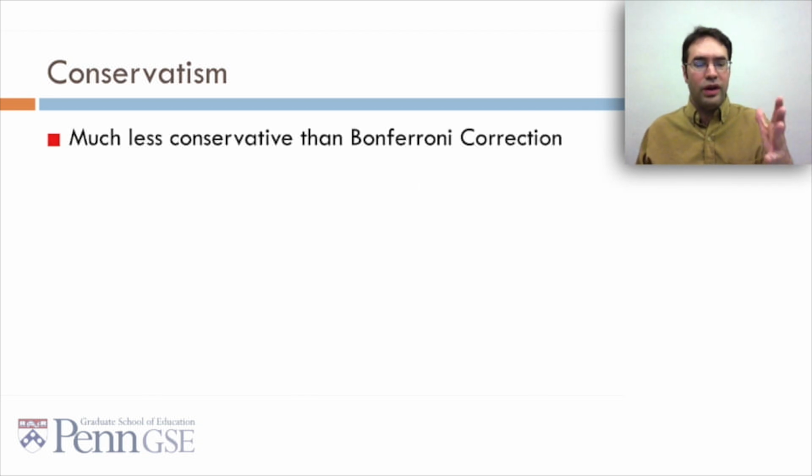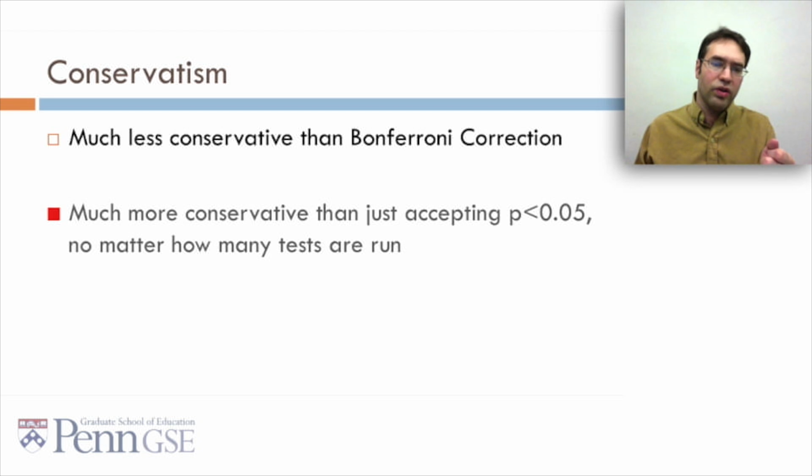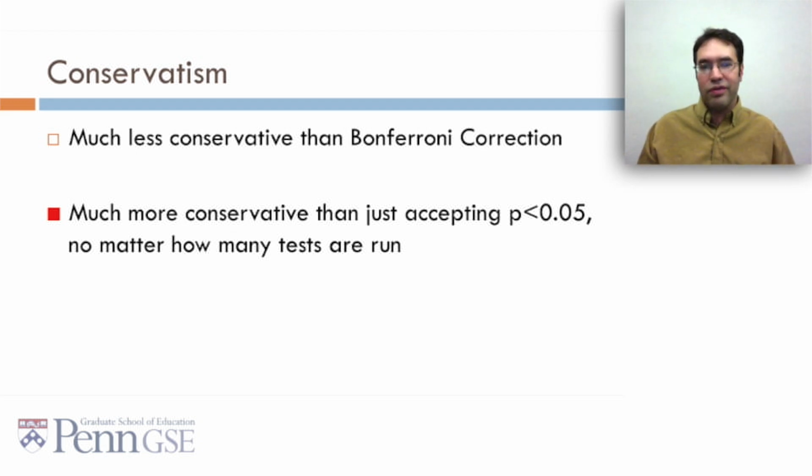So conservatism. FDR, Benjamini Hochberg, is much less conservative than the Bonferroni correction, but it's much more conservative than just accepting P of 0.05 no matter how many tests are run. I think it kind of hits a sweet spot. You may disagree, but the point is if you're using something like Bonferroni, you're being really, really conservative.